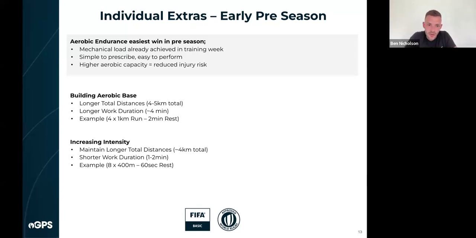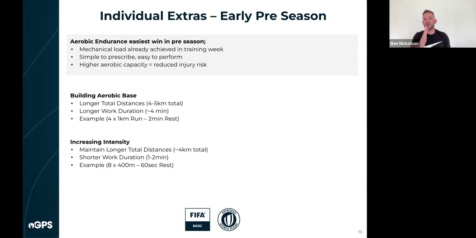Then as you start to increase your intensity, your total distance probably stays around the same. Training sessions, if we're training for around an hour, are usually anywhere between 4 and 6K anyway, so it's getting them used to that chronic total training volume. But once we've got that aerobic base, we're looking to reduce the work duration. We can run that little bit quicker for 1 to 2 minutes than we can for 4 to 5 minutes, so you naturally increase intensity without having to prescribe speeds or paces. It might be something similar where we do 8 by 400 meters, so you're getting just over 3K with a minute rest in between and a little bit of a warm up on. All of a sudden, you've got another 4K session.